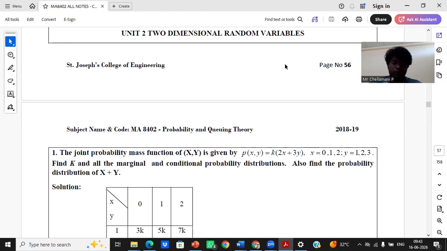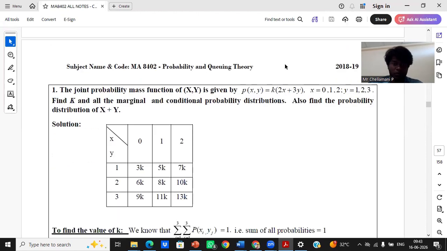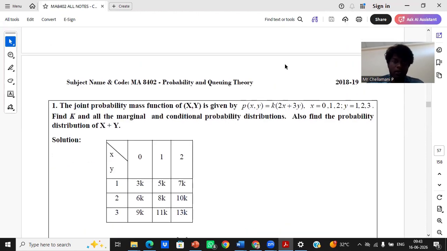Hi everyone. Today we are going to see the topic two-dimensional random variable. We already know that there are two types of random variables: one is the discrete random variable and the other is the continuous random variable. So in that we are going to see the problems.